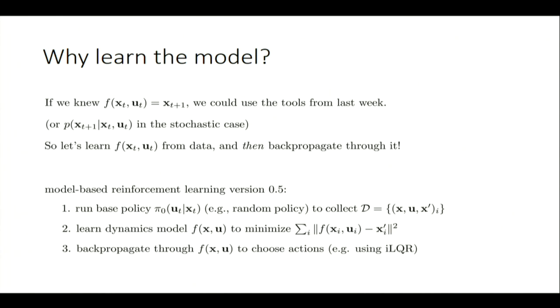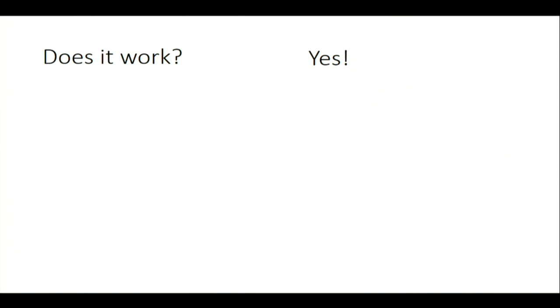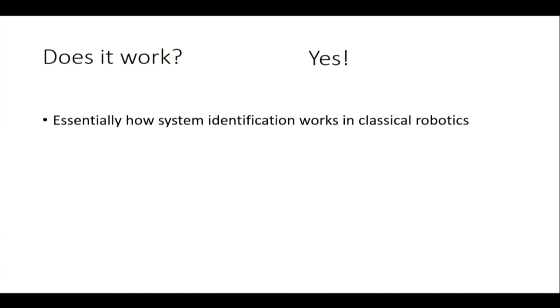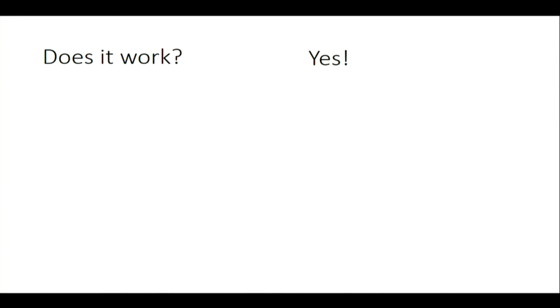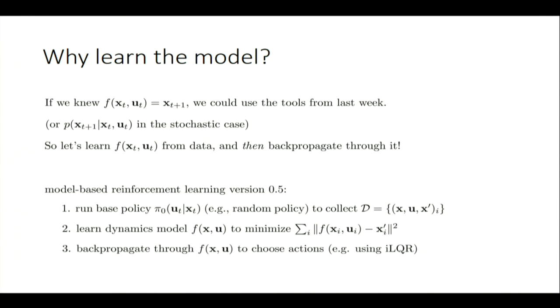Step 3, backpropagate through that dynamics model to choose your actions, for example, by using iterative LQR from last week. And then step 4 is basically run those actions. OK, so does this work? Well, yes, actually, oftentimes it does work. So this is essentially how system identification works in classical robotics. So if you hear the term system identification, oftentimes it's basically referring to this thing.